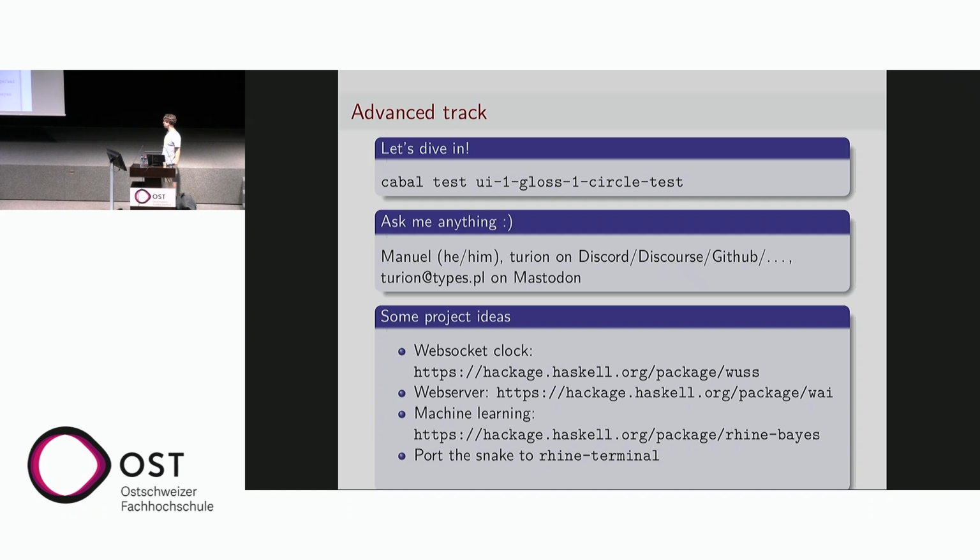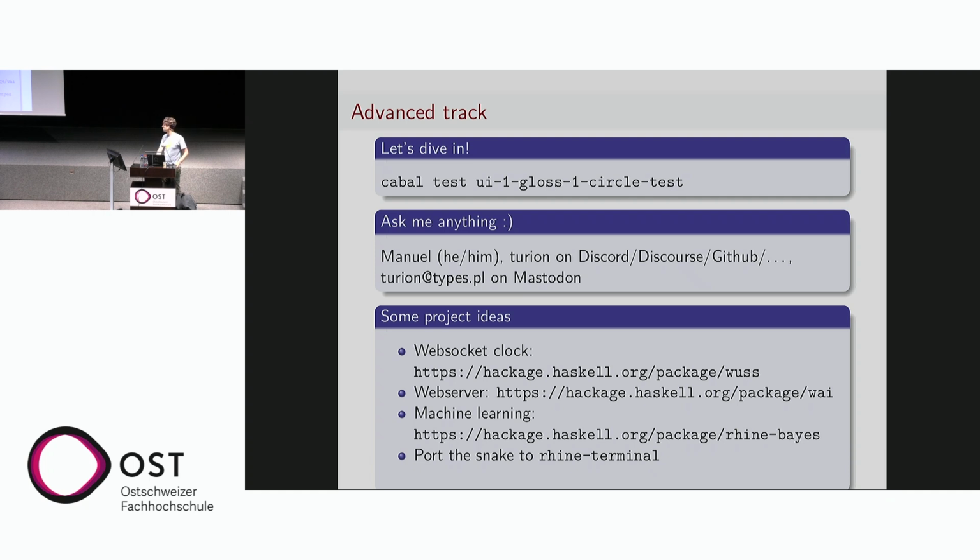There's also another Rhine package called Rhine Terminal that is for terminal applications when the standard in clock doesn't cut it anymore. And it should be really easy. I haven't done so, but you could maybe port the snake application that you get from the third track to the Rhine Terminal backend, and then you have a console application where you can play Snake.